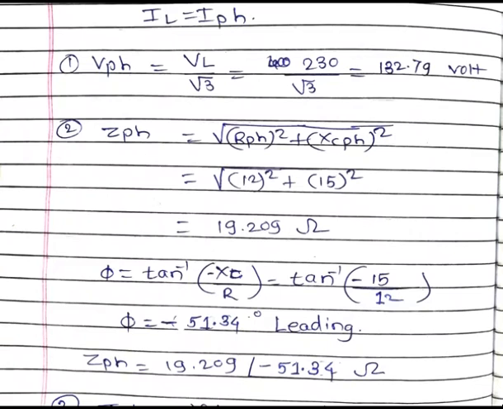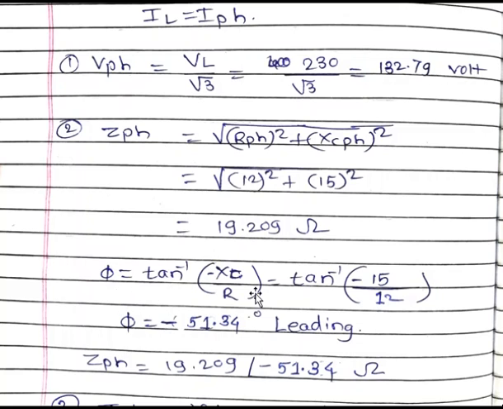Next we calculate the value of ZPH. The ZPH is equal to, formula is under root RPH square plus XCPH square. The value of RPH is equal to 12 ohm and the value of XC is equal to 15 ohm. Therefore under root 12 square plus 15 square is equal to 19.209 ohm. The value of ZPH is equal to 19.209 ohm.